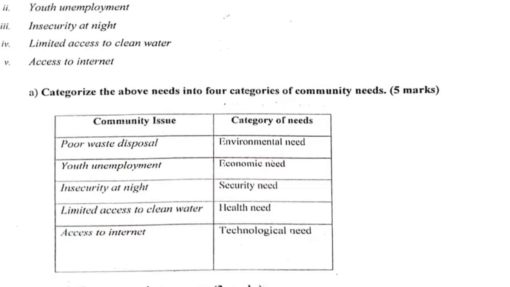Category is environmental need. Youth unemployment is an economic need. Insecurity at night, security need or social need. Limited access to clean water is a health need. I told you also it's an environmental need. Access to internet is a technological need.